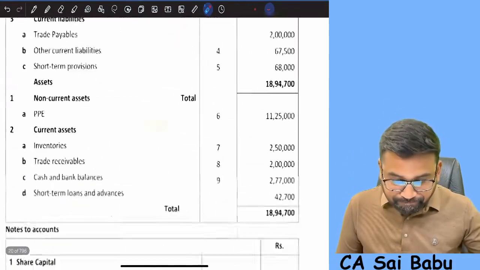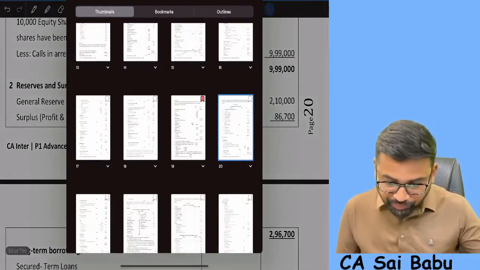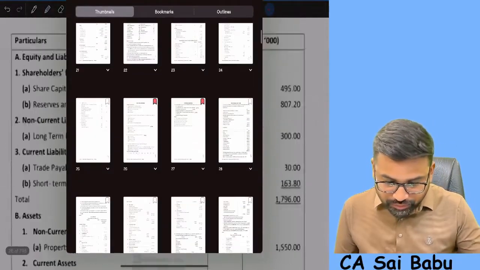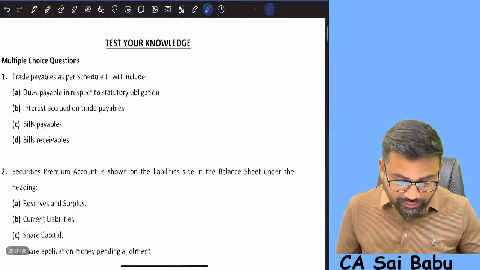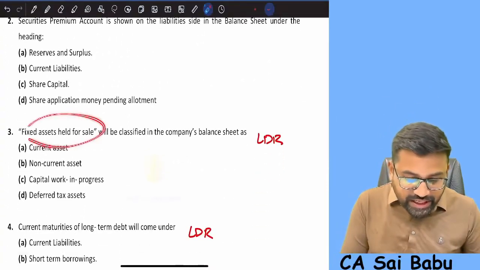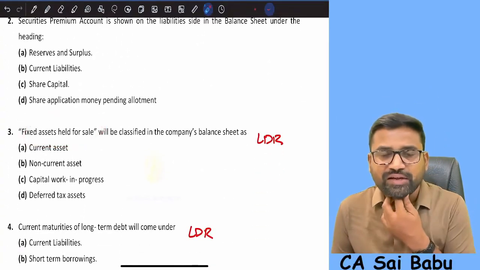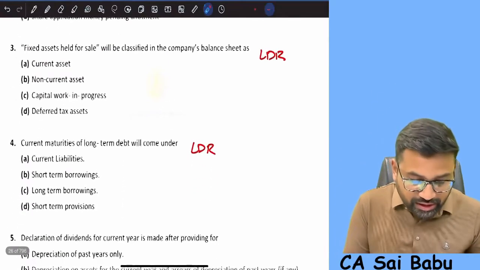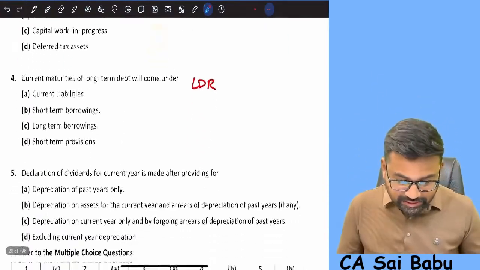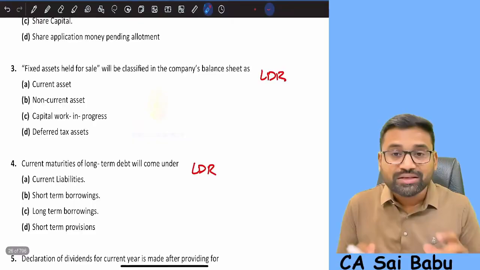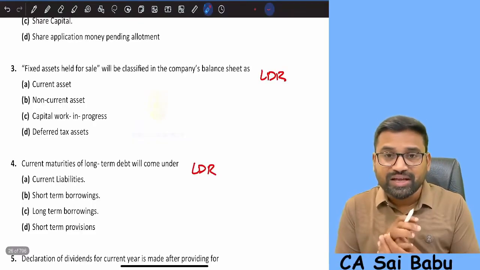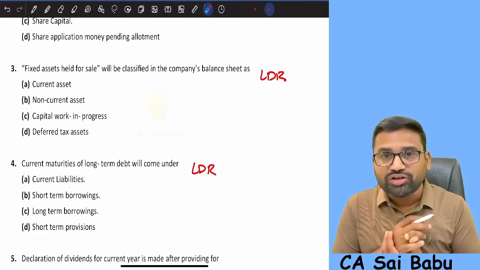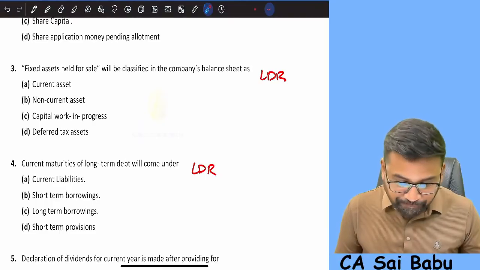Next, any fixed assets held for sale. When fixed assets are held for sale, where will you show them? In current assets. They will be shown as a part of current assets. The definition of current assets and current liabilities: anything held for sale in the ordinary course of the business is a current asset.